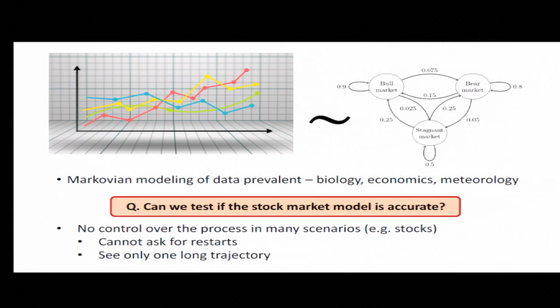Answering this question is made complex by the fact that in many of these scenarios, we have no control over the Markov process, in the sense that we cannot ask for restarts of the chain. We only get to see one long trajectory, and we have to make a decision based on just these observations.